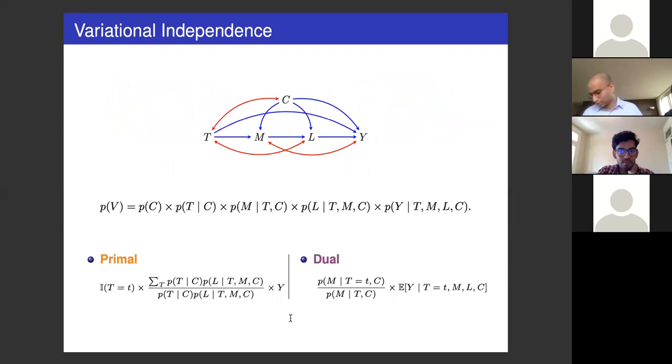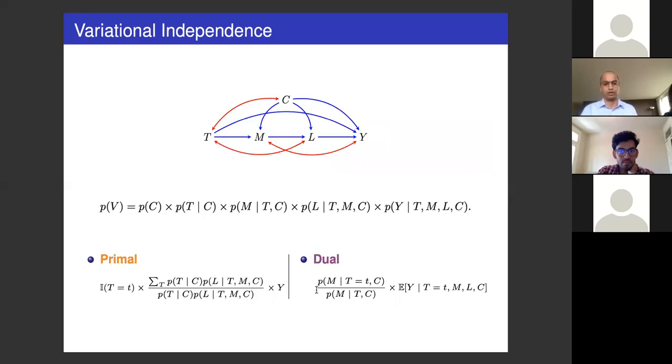Okay. So now that we've established primal IPW and dual IPW seem to be using different sets of models, let's formalize what that means. So here's the original graph again. And based off of the topological factorization that Razieh described, here's the factorization of the observed law of this graph. It's just P of C, T given C, M given T and C, and so on.